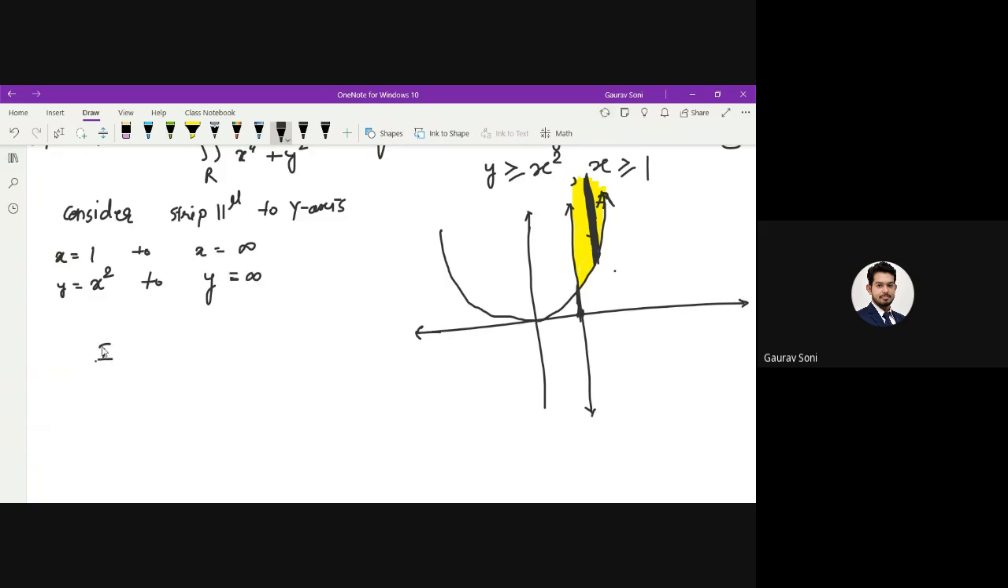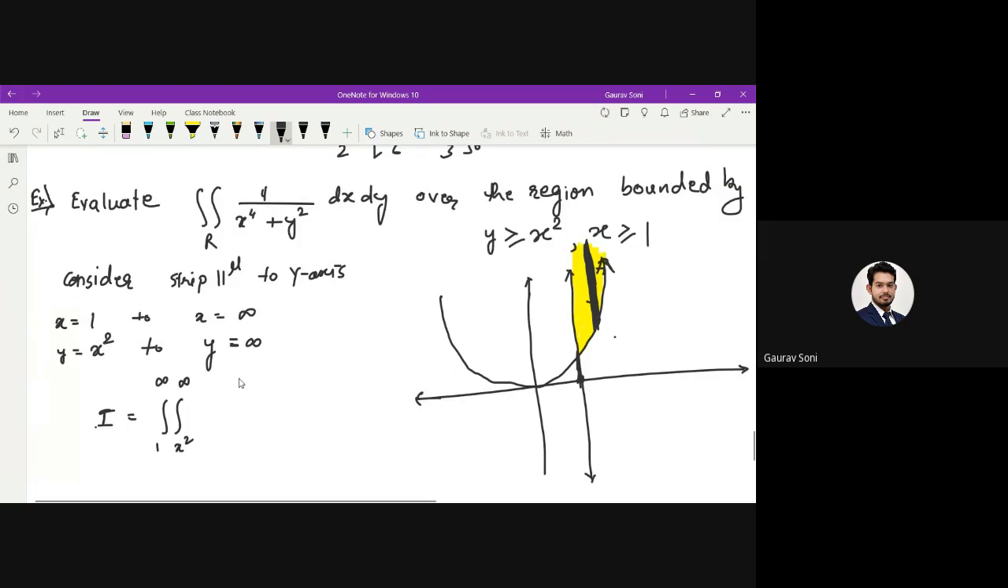So I is equal to integration 1 to infinity, x square to infinity, 1 upon x raised to 4 plus y square, dy or dx? Sir, dy. dy is very important. You have y as constant here. These are the limits for y. So integration has to be with respect to y first.